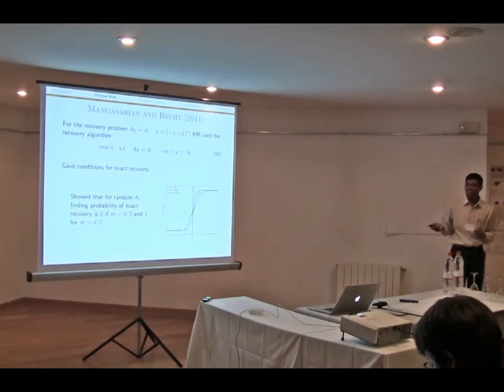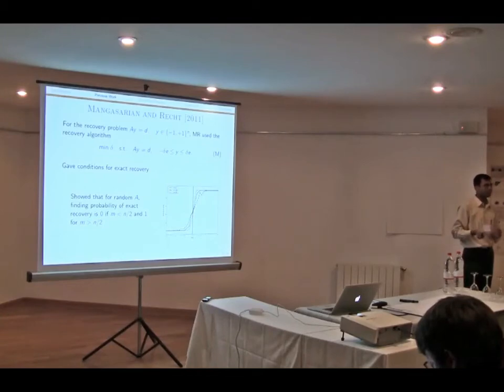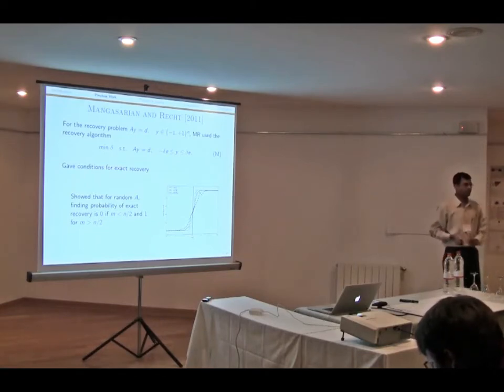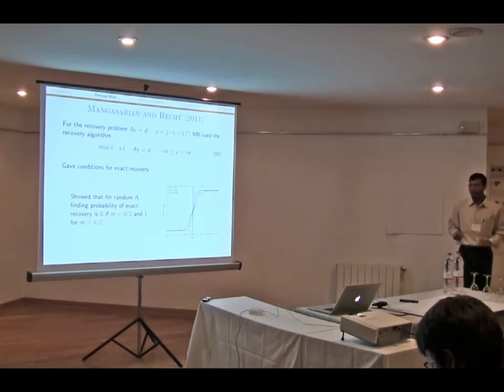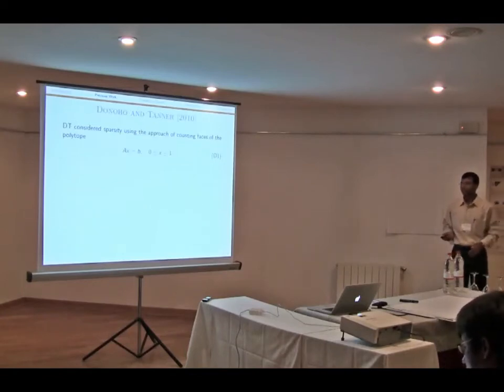As n is large, it seems that when the number of measurements is less than n by 2, then it cannot recover at all. But if the number of measurements is greater than n by 2, then this LP recovers exactly. But the problem is that they didn't consider the sparsity of the unknown solution.